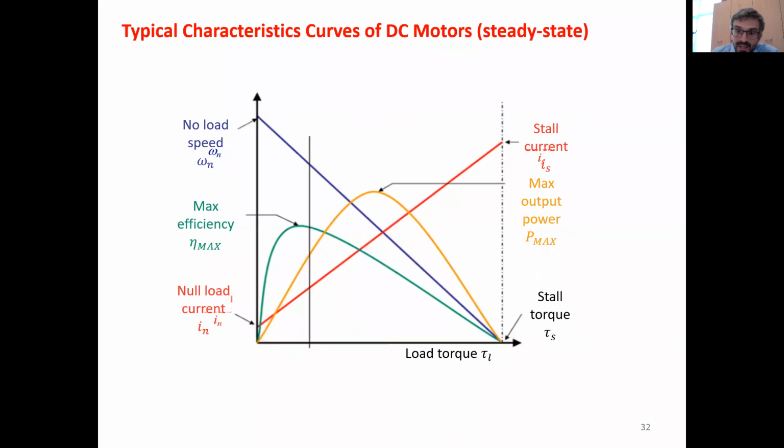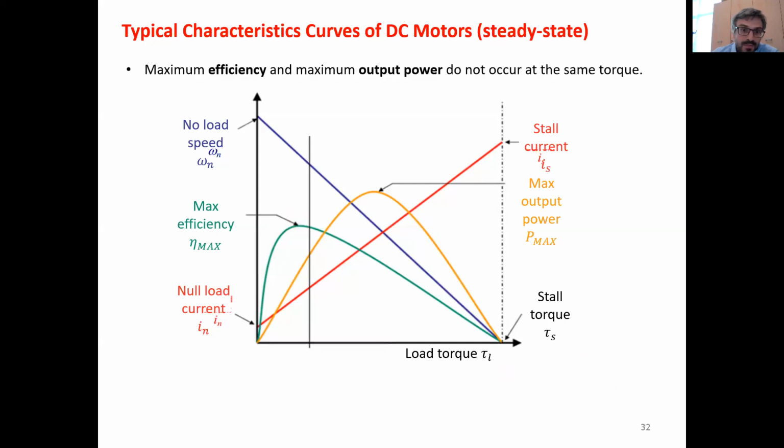The yellow line represents the power. It is a quadratic function with a maximum, and goes from 0 to 0. If you have zero current, then you don't have power. If you have no motion, you also have zero power, because the power is the product of velocity times torque. And the efficiency in general is around 85% at its maximum, or 90%. And you see that the peak is different from the power peak.